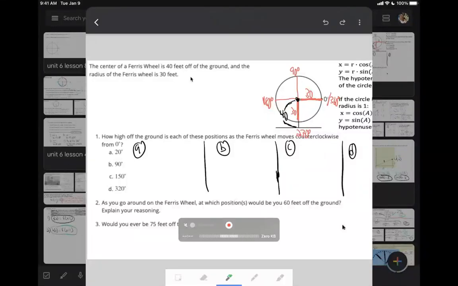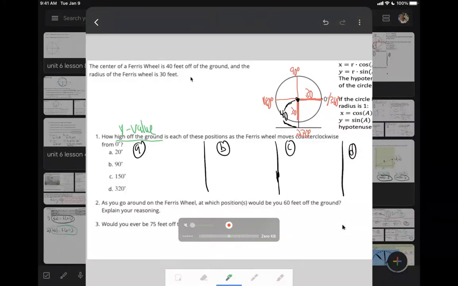We are first looking for how high off the ground we are at each position. So if we're looking for height above the ground, are we going to look for X value or are we going to look for Y value? Okay. Height off the ground is vertical height. So which one is vertical, X or Y? In this case, it's Y. X, remember, is horizontal. Y, remember, is vertical. So how high off the ground means we're going to look for just the Y values at each of these angles here.